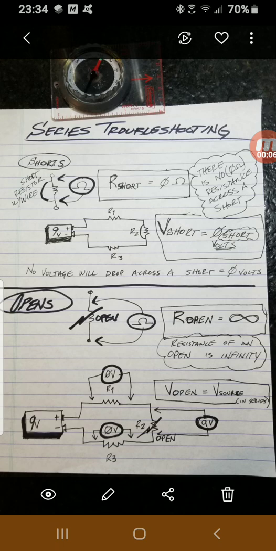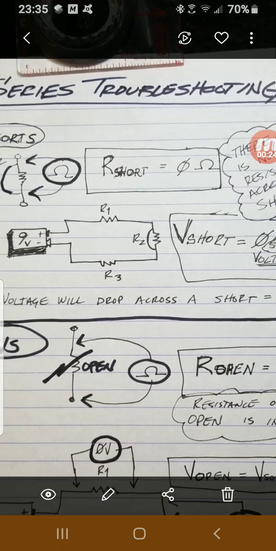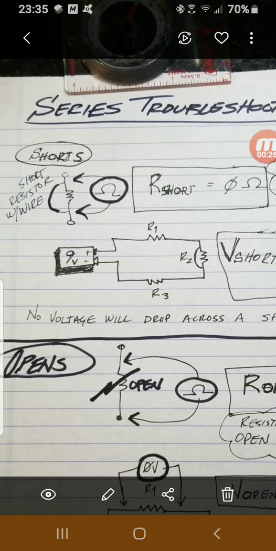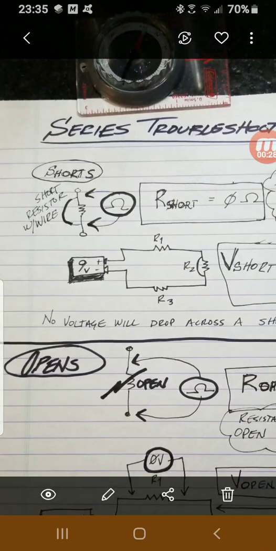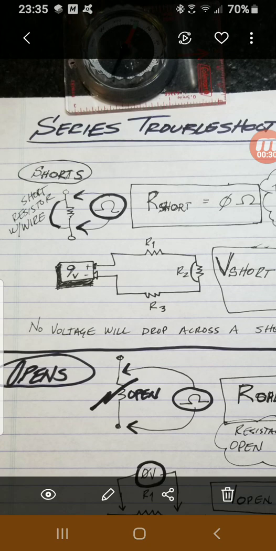Today I wanted to talk to you about series troubleshooting. What I'll be talking about today is what happens when we're dealing with a single component, a single fault in a series circuit. So let's assume right now that we have a circuit, and we'll talk about shorts and opens here, the two discrete possibilities that we'll consider.